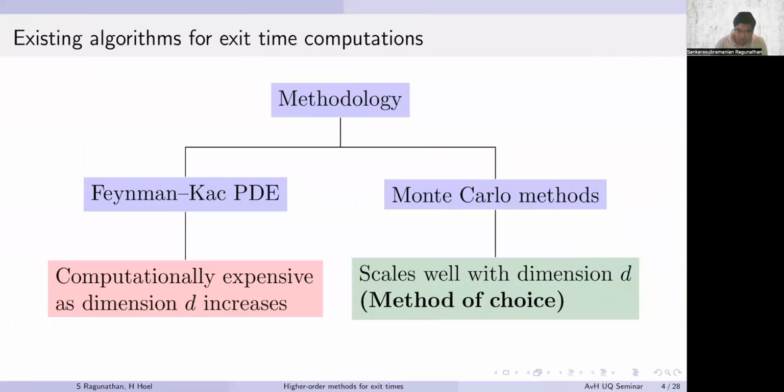So what are the possible methodologies that one can employ in order to compute the mean exit time of a process? So the first method is to solve the Feynman-Kac PDE, which is pretty simple. You just need to use finite element methods or any popular method of your choice in order to compute the solution to the exit time problem. But the major issue comes from the fact that as the dimensionality of the problem increases, the cost involved in solving the Feynman-Kac PDE also increases, which is not a good thing. So most people rely on Monte Carlo methods. So that is what we'll be focusing on as well, because they scale well with the dimensionality of the problem at hand.